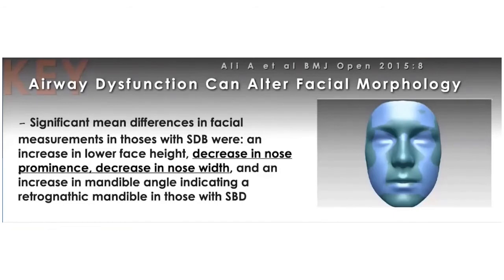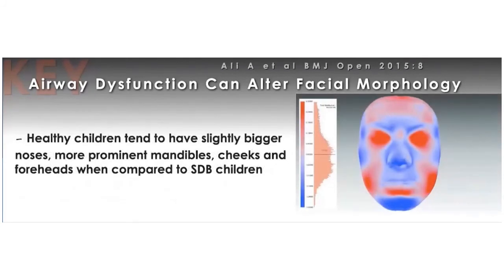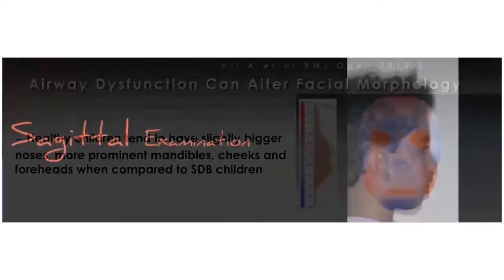Now let's say it from a structural standpoint, a skeletal standpoint. Narrow noses and narrow deepening of the nasolabial folds, what does that mean? It really means the maxilla is too small. So that's the driver for all of this. Our kids that breathe better had bigger noses, more prominent mandibles, cheeks, and foreheads compared to the sleep-disturbed breathing kids.